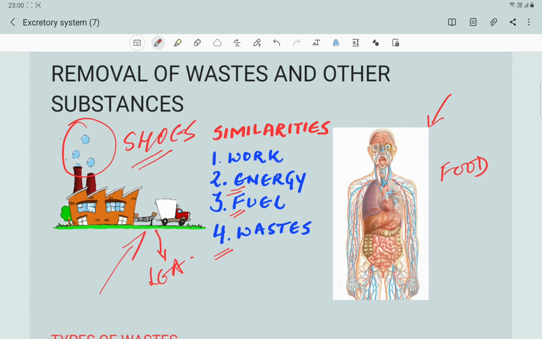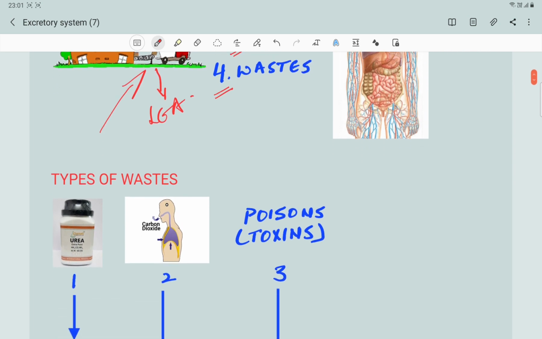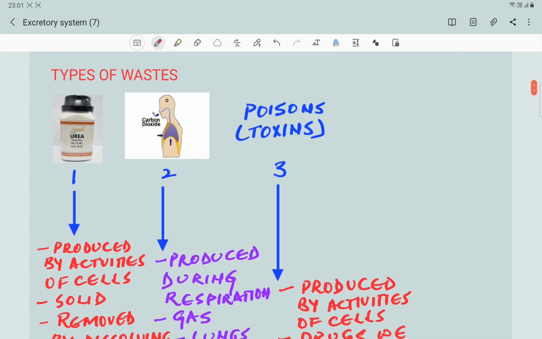Now, the wastes cannot be kept. For example, the waste that you produce back home cannot be stored in home because then it will produce a lot of smell. It will become an unpleasant place to live in. Likewise, if the wastes are stored in our body, we will fall sick and, worst case scenario, we may even die. So, next, let us see what are the different types of wastes that our body produces.